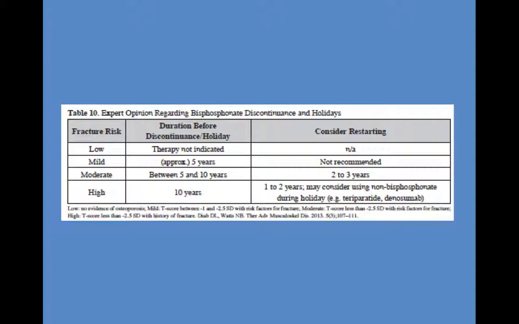So here's a slide on that. If you're at low risk, you wouldn't be recommended to be on a bisphosphonate. Mild risk is you want to go for 5 years maybe before you discontinue or have a holiday. Moderate is 5 to 10 years, and high is 10 years, and then discontinue the medication. And then on the right side, when you may restart it. And you can see they give the recommendation of maybe using a non-bisphosphonate during the holiday.